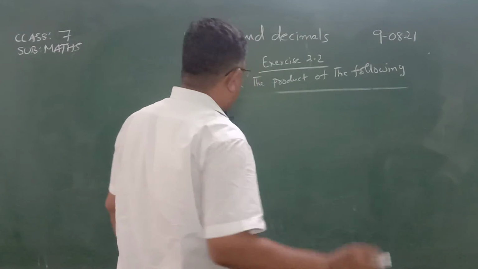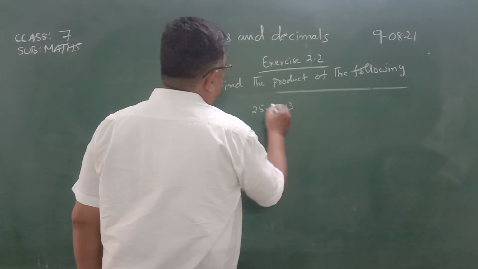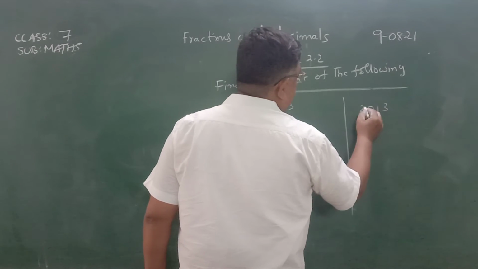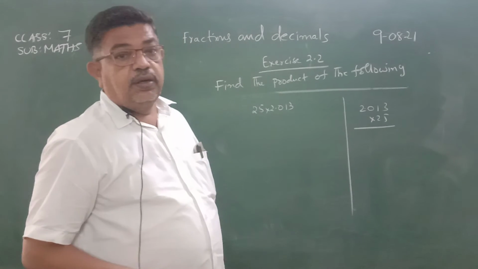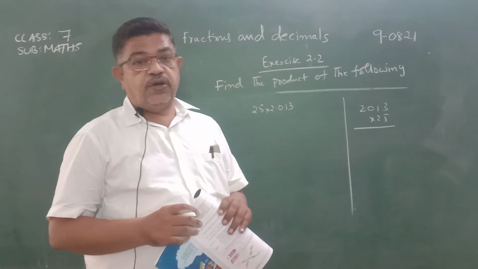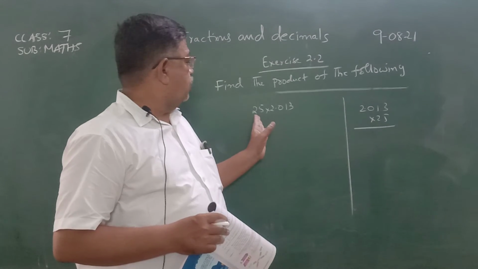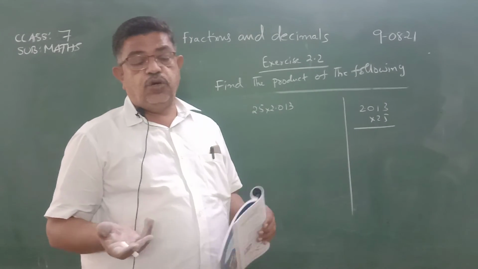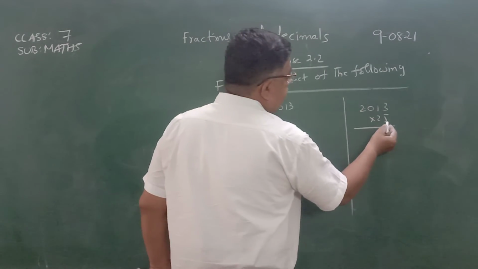It is 25 into 2.013. So in the rough column, you write 2013, that is 2.013, and you can multiply with 25. We learnt in integers that the product of integers is commutative, a into b is equal to b into a. Same is the case in decimals also. 25 you can take as a, 2.013 you can take as b, a into b will be equal to b into a. So I am multiplying b with a now.